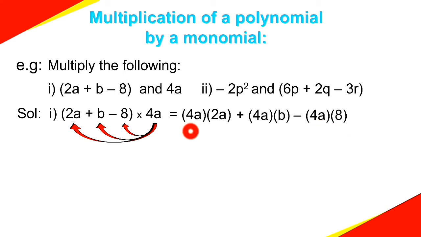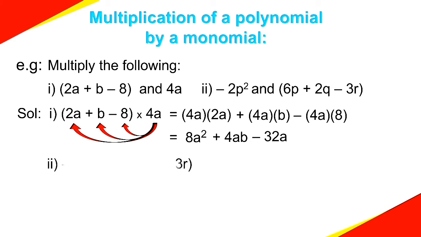Now you can see here 4a into 2a. What are the constant terms? Right, 4 and 2. 4 2s are 8. So we are going to solve it. 4 2s are 8. a power 1, a power 1, means a power m into a power n is equal to a power m plus n. So a power 1 plus 1, 2. It can be written as a power 2. Next one. 4 into ab, minus 4 8s are 32a. Right?